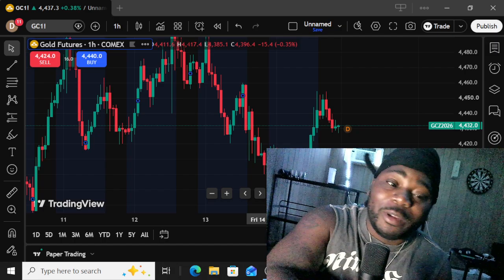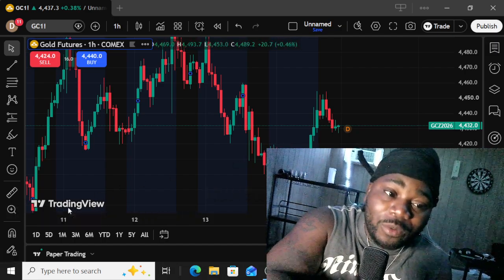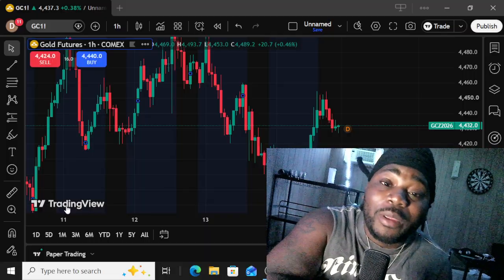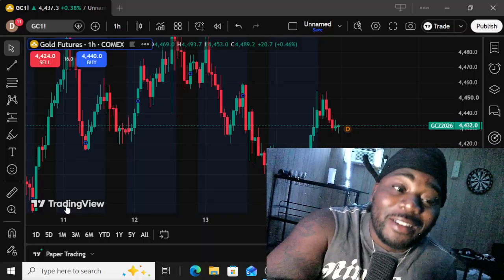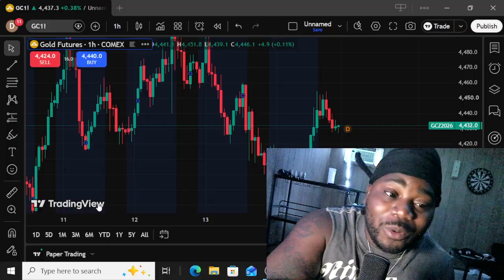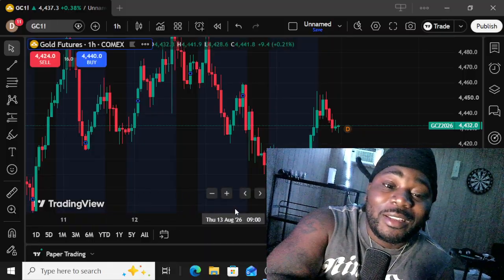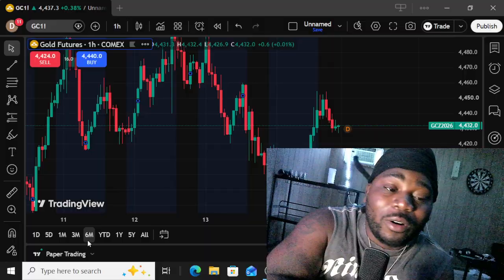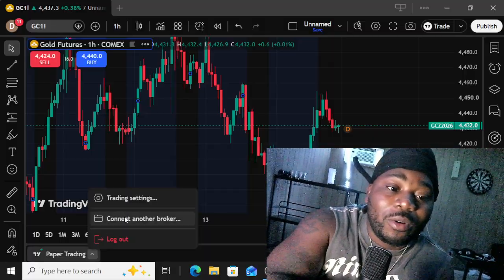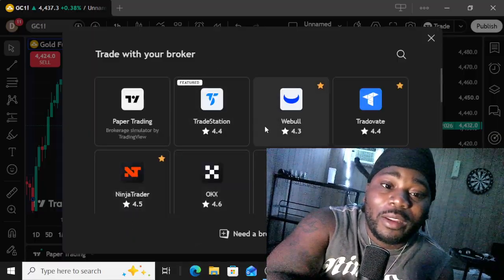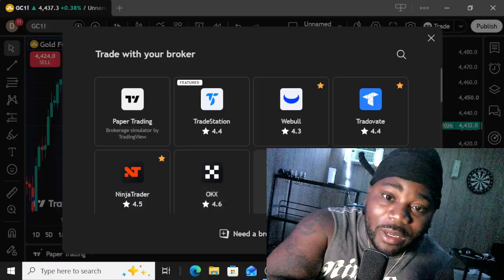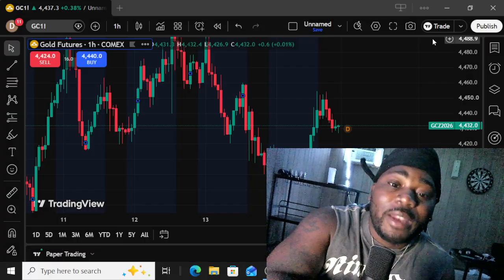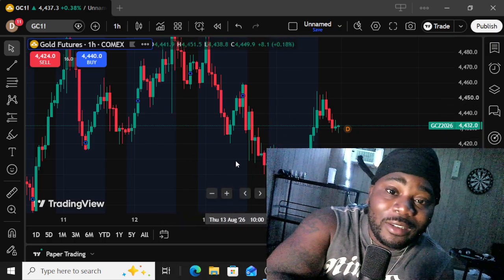Easy as 1, 2, 3, man. Get TradingView right here. Download TradingView for the people in the back. Download TradingView right here. After you get TradingView, you will need a broker. Connect a broker right here. Connect a broker to upload your money. Once you connect your broker to upload your money, now it's time to trade.